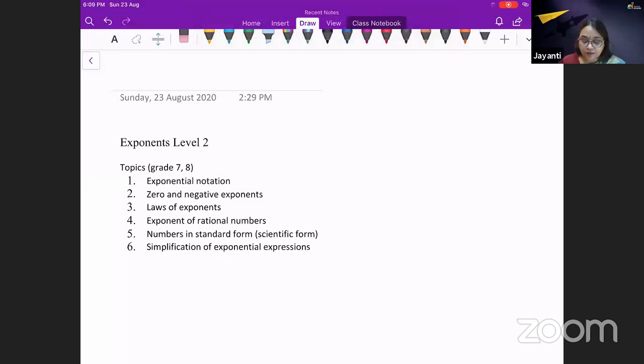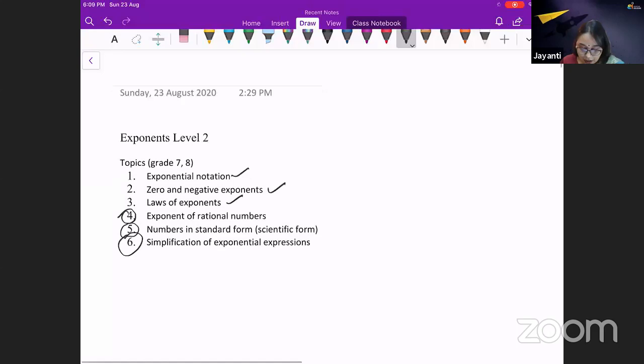Last week we defined what an exponent is, and we saw how to write an exponent, what the notation is, and the very important concept of negative exponents and zero exponents. We also touched upon the laws of exponents. So today we are going to revise these 3 again a bit and then start with exponents of rational numbers, how we write a number in standard form, and simplification of exponential expressions.